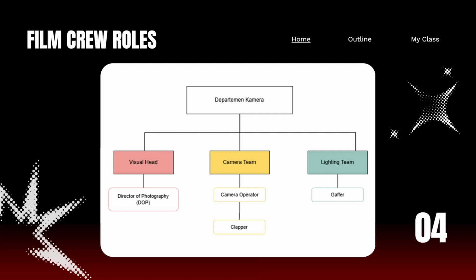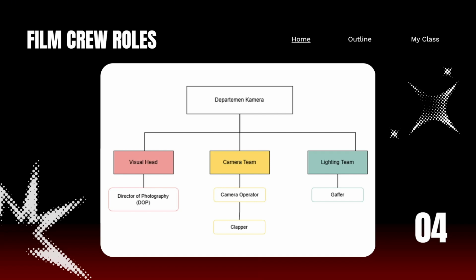They are the ones who control the visual capture of the film. Starting with Director of Photography or DOP, they are the ones that translate the director's vision into technical visual language. They choose the camera, lenses, lighting styles, and color tones. Next, we have Camera Operator. They are the ones who operate the camera according to the DOP's instructions. Usually, DOP and Camera Operator are the same person.